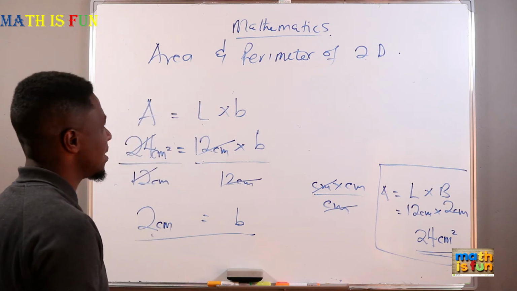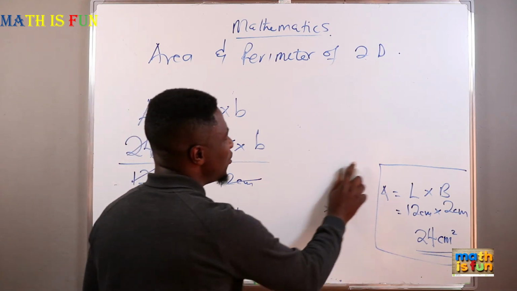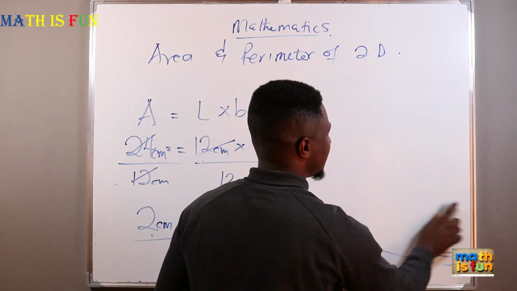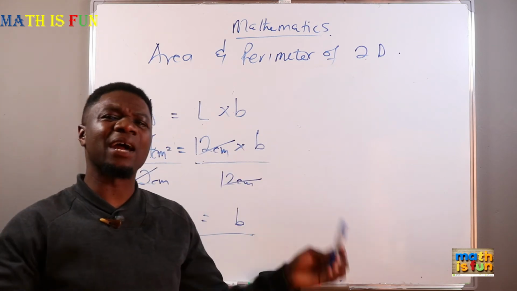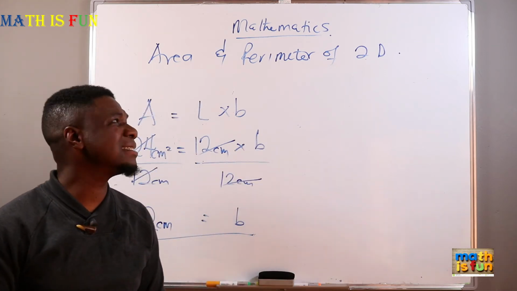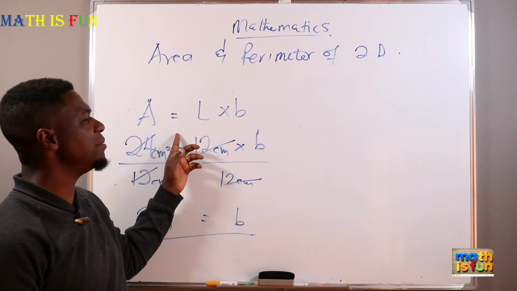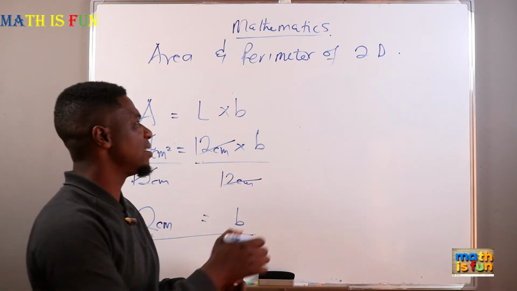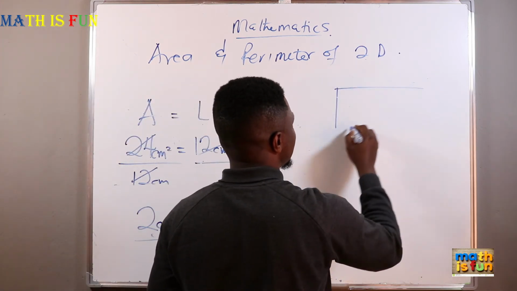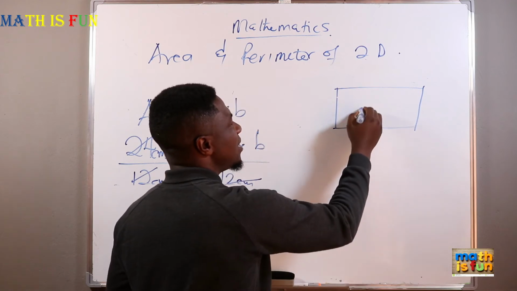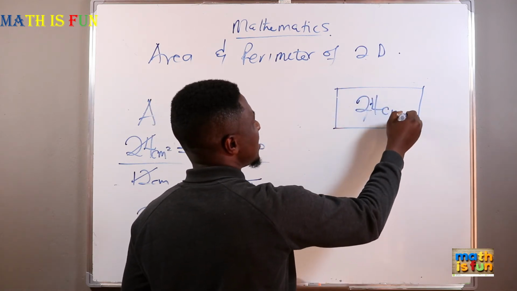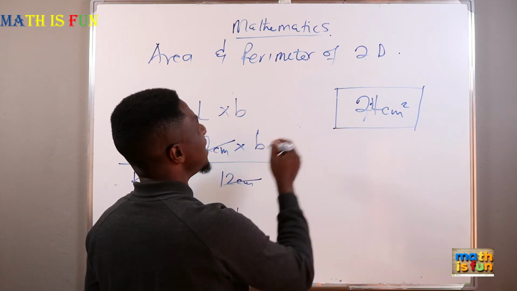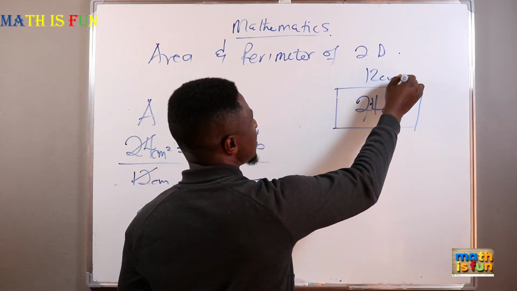Good, that's good. So let's quickly move to perimeter. Perimeter, as we said, is the distance around the shape. So the same shape that is given here, according to the question, the area is 24 centimeter squared, and we are given the length as 12 centimeters.